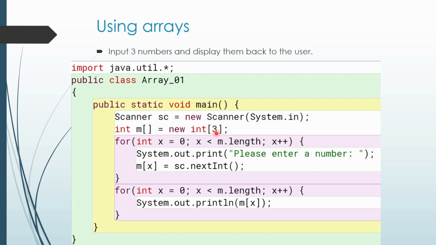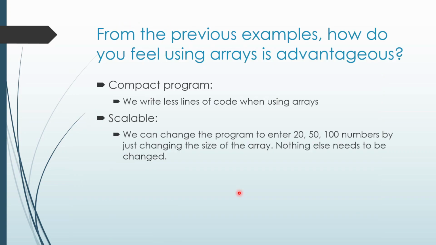So if I need 3,000 elements, I'll say int m[] is equal to new int[3000]. This loop remains the same because this will again go up to 2,999. This loop remains the same. This will again go up to 2,999. I think this should be clear to you.